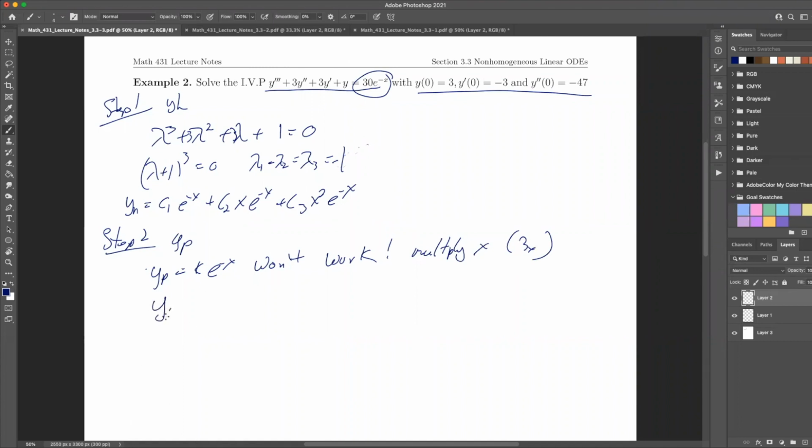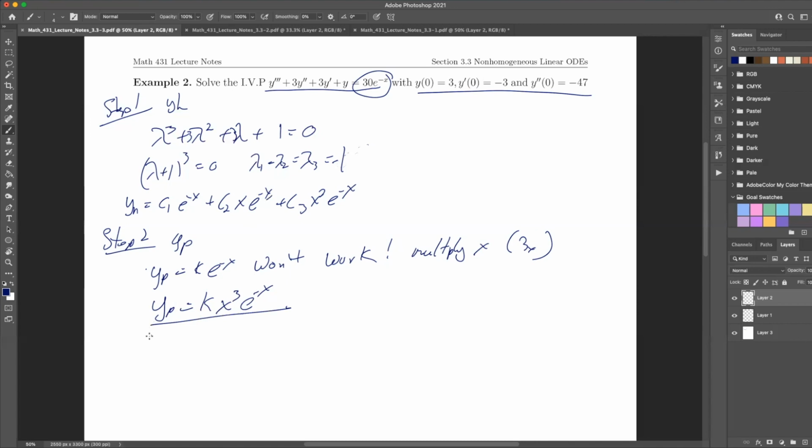And so our y particular guess in this case is going to be kx cubed e to the minus x. Does everyone see why that is? Because e to the x is a homogeneous one. If I plug that in, I'm just going to get 0, so I'm not going to be able to get the 30. X squared will do that too, so that won't work. So we keep multiplying by x until we have a non-homogeneous solution. In this case, we have to go 3 times.